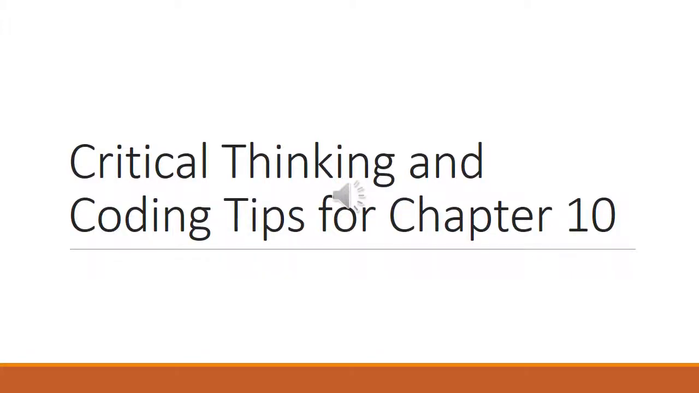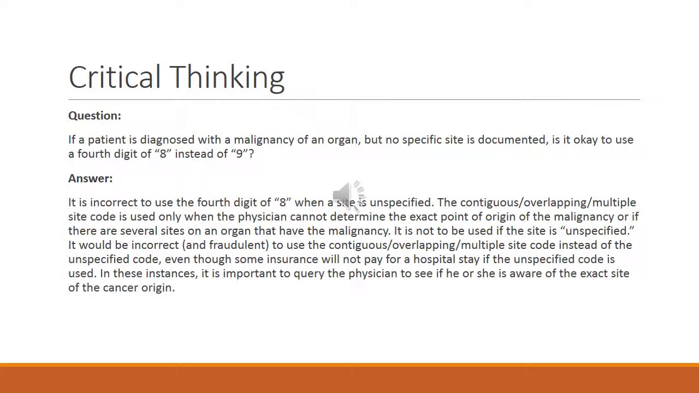Critical thinking and coding tips for Chapter 10. Okay, our first critical thinking question. If a patient is diagnosed with a malignancy of an organ, but no specific site is documented, is it okay to use a fourth digit of 8 instead of 9? The answer: it's correct to use the fourth digit of 8 when a site is unspecified.